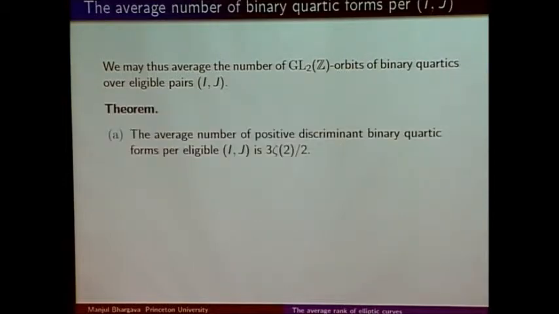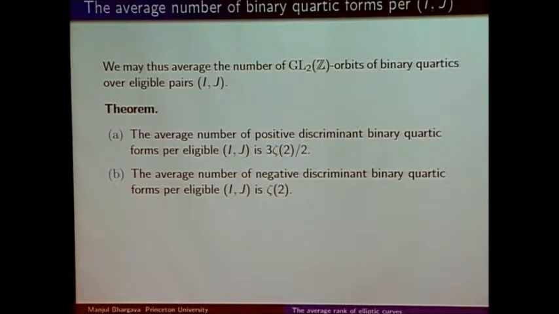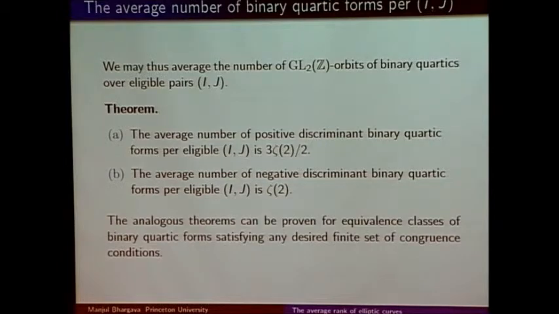The theorem that you get is that the average number of positive discriminant binary quartic forms per eligible ij is 3 zeta 2 over 2. And the average number of negative discriminant binary quartic forms per eligible ij is zeta 2. I just want to point out the analogous theorems can be proven for equivalence classes of binary quartics satisfying any desired set of congruence conditions. And you can get analogous constants. The constants change by certain Euler factors depending on the primes that occur in the congruence conditions.